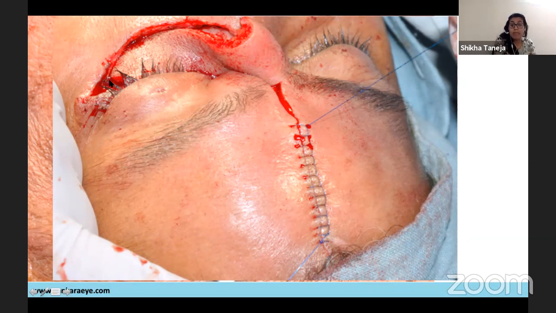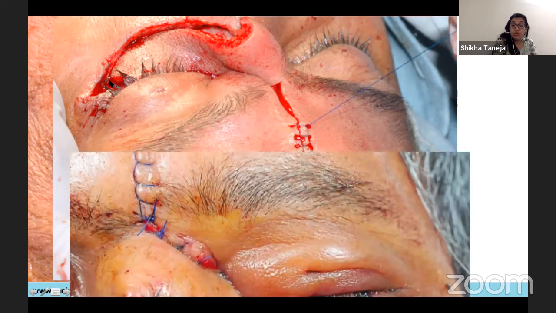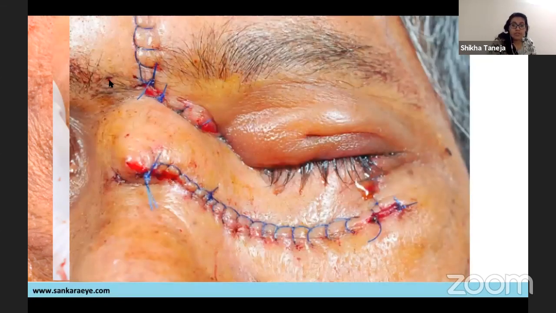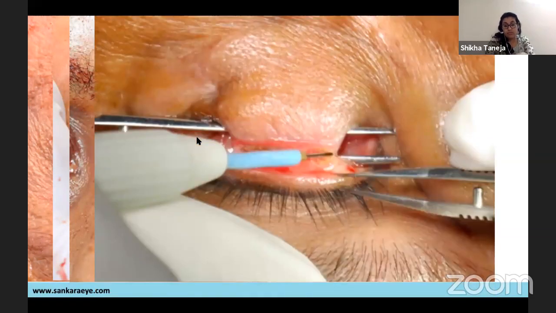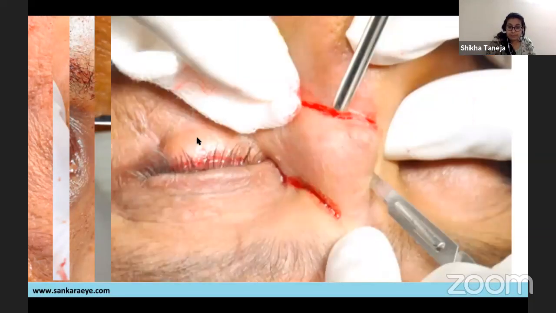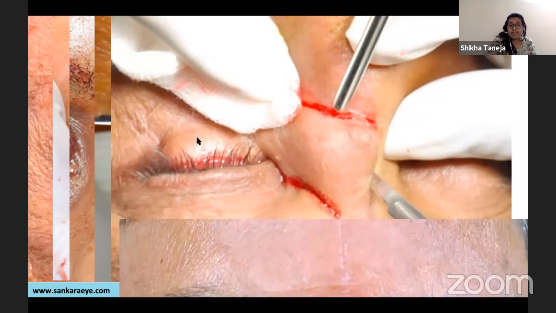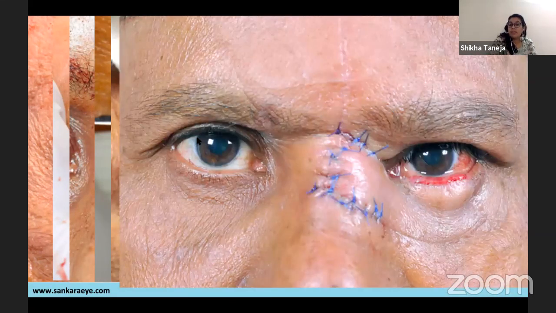Now this flap needs to be operated in 2 stages, because you can actually see there's this bulging of tissue and dog ear. After 2 to 3 weeks, we are going to excise this. This is the Hughes flap being excised, and this is how the bridge flap is being excised, and the end result is this. So this is how we manage all these cases.